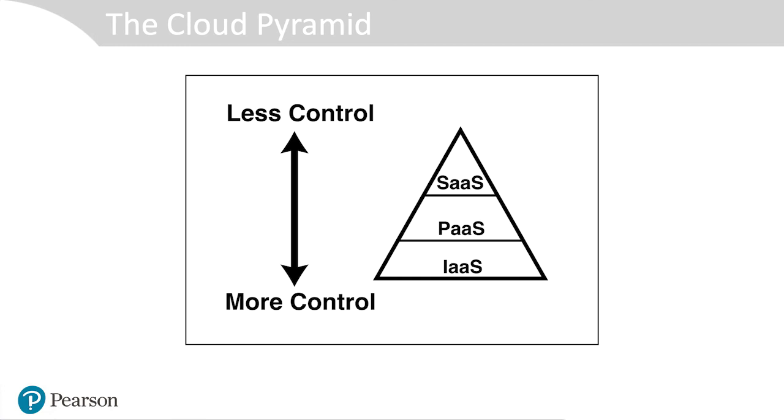So if you think about it, no matter where an application sits within the cloud pyramid, the user and the cloud provider share some level of responsibility. The cloud provider has the most responsibility at the top of the pyramid and the least responsibility at the bottom of the pyramid. And knowing that is important as you decide on which cloud solution works best for your needs. So with all of that out of the way, let's have a look at IaaS, PaaS, and SaaS at a deeper level.